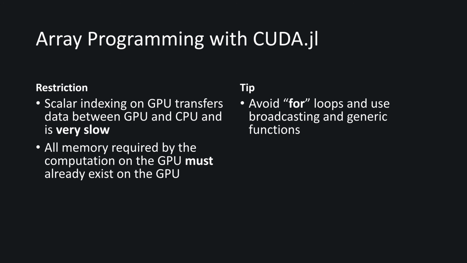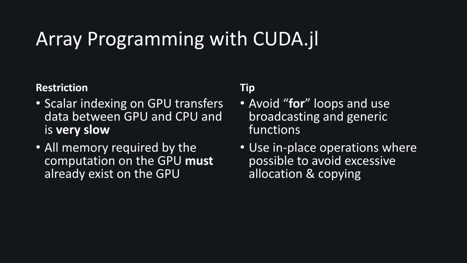The next restriction is that all of the memory required by your computation must exist on the GPU before you run that computation, and the onboard memory of a GPU tends to be much smaller than the host's system RAM. For this reason, I would encourage you to use in-place operations where possible and avoid excessive allocations and copying of memory, because this is a very limited resource. This also has the added benefit of avoiding garbage collection, which can improve the performance of your algorithms.